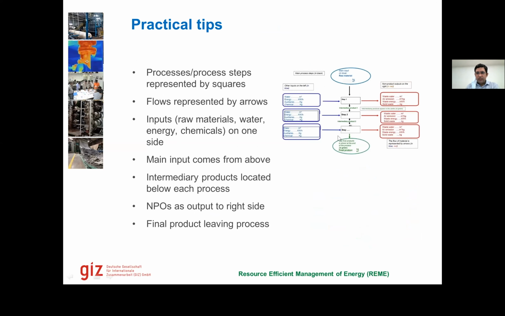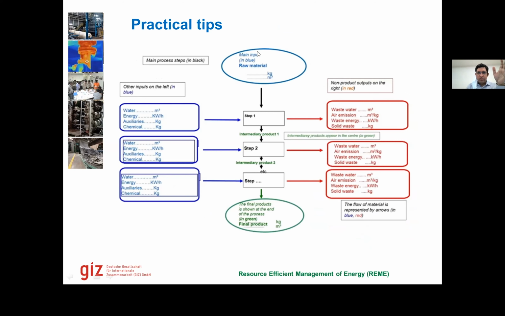So in this one, for example, the flow is represented by arrows. So for example, the main input or the main raw material is shown in the big blue oval on the top, also showing quantities. The black boxes are the process steps. Arrows are actually showing the flow of the main input and how it is being converted into intermediary products and then into a final product.